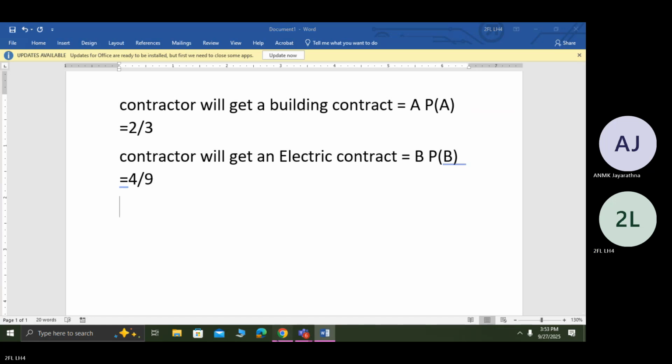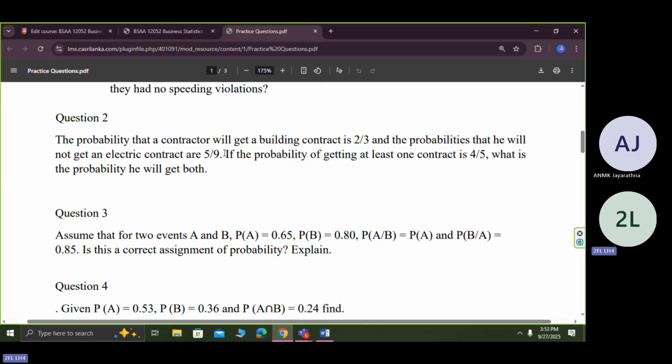What is the next information given? The probability of getting at least one contract is 4/5. What is the meaning here? How do we write at least one contract using probability notation? At least one means he will get an electric contract or a building contract or both. That's the meaning of at least.